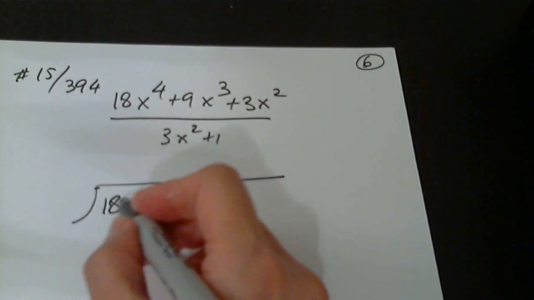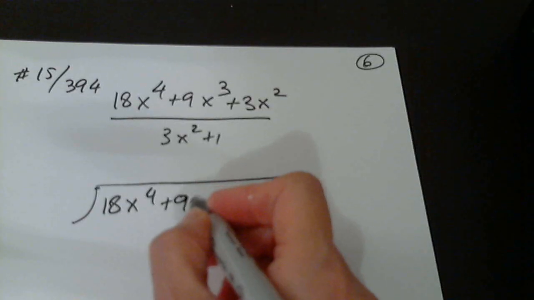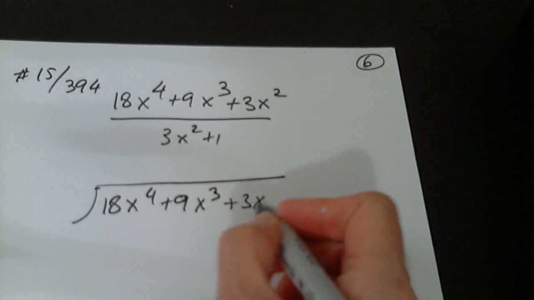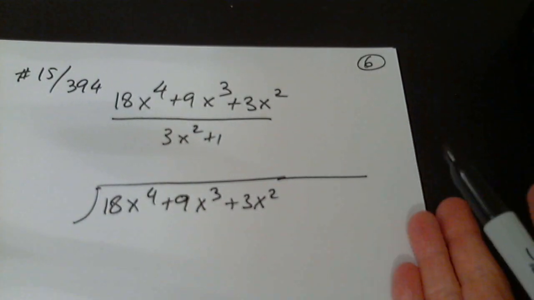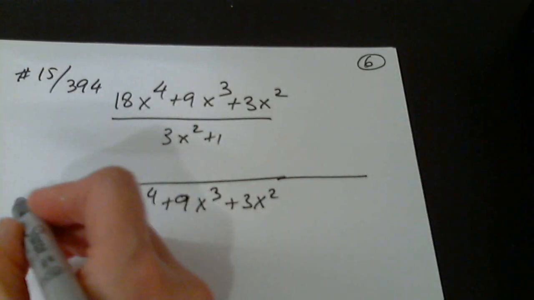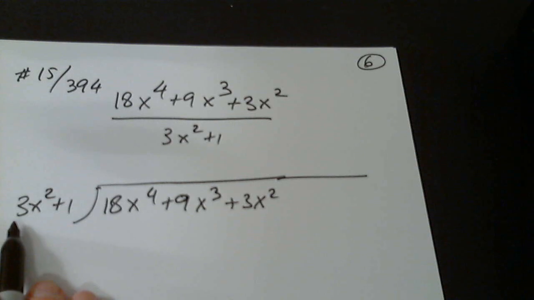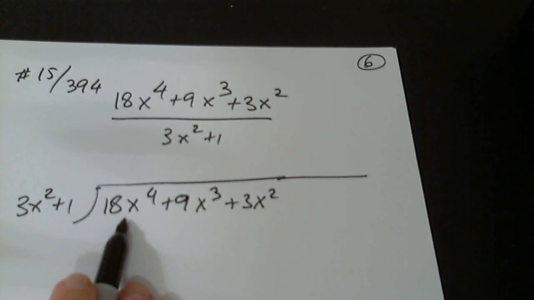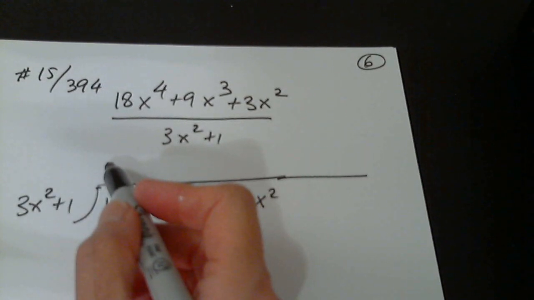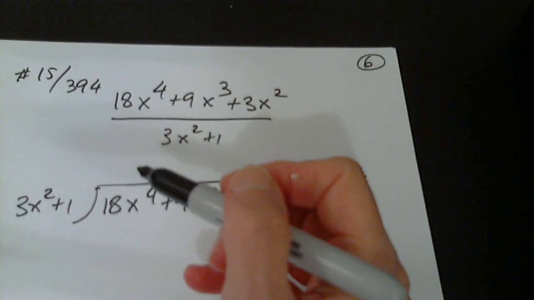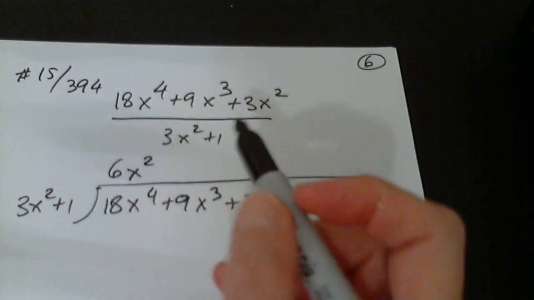No problem. So 18x to the fourth plus 9x cubed plus 3x squared. There is plenty of room here. So 3x squared plus 1. Can anyone help? 3x squared times what is this? And we don't lie at the top. 6x squared. So it has to be 6x squared.